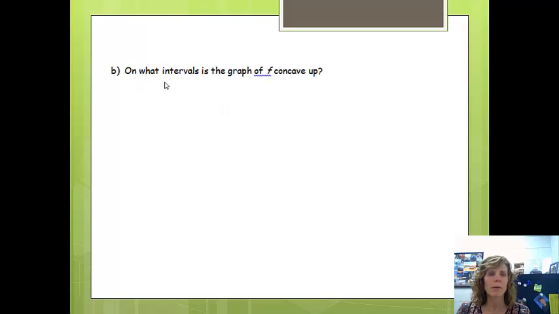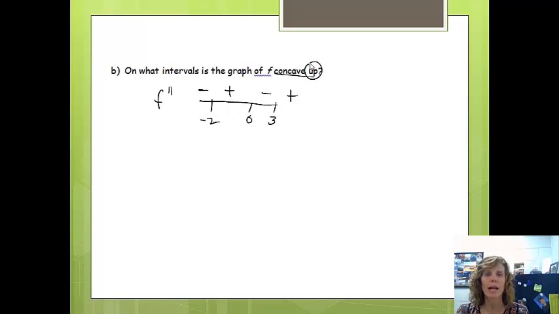All right, part B: on what intervals is the graph of f concave up? We know concavity has to do with the second derivative test, so let me redraw my f double prime chart here. We were minus, plus, minus, plus. If I'm looking for concave up, I'm looking for my second derivative to be positive, which would be in both of those spots. Remember, this picture was defined from -4 to 4, so positive would be on the interval -2 to 0, and then once again from 3 till my interval ends, which is at 4.